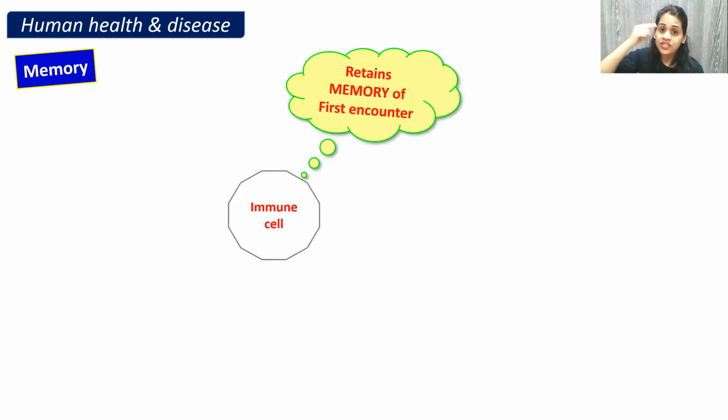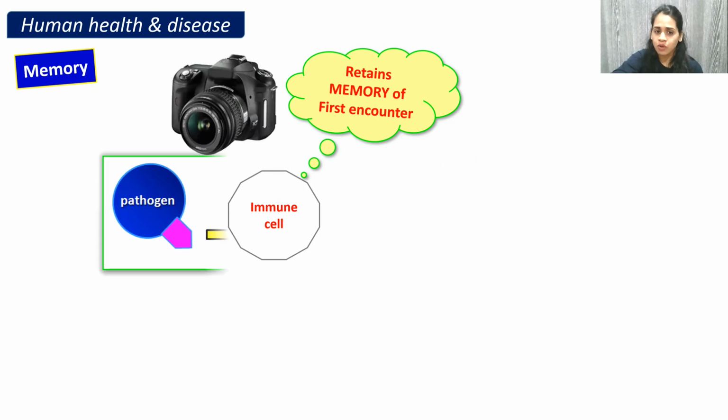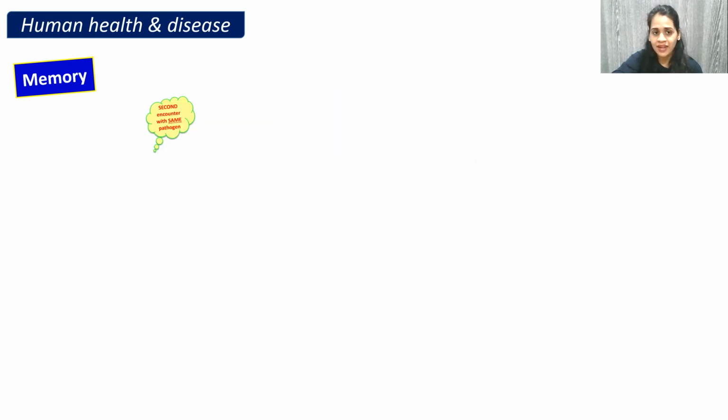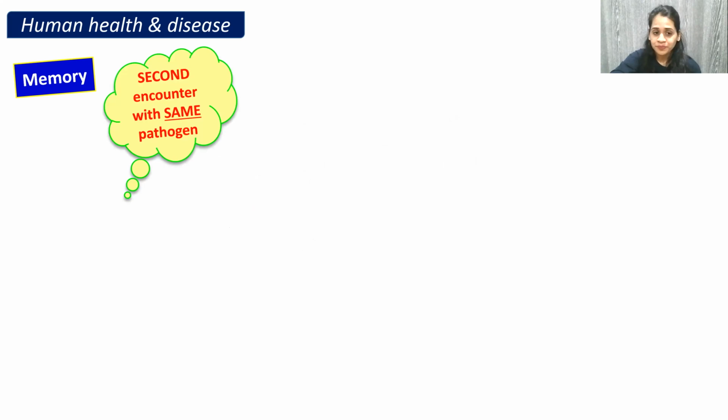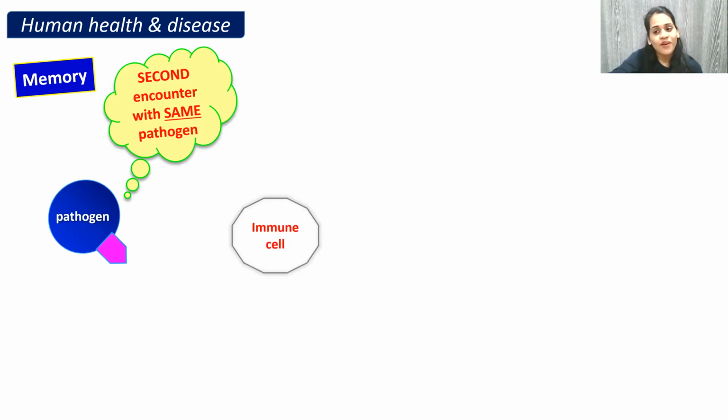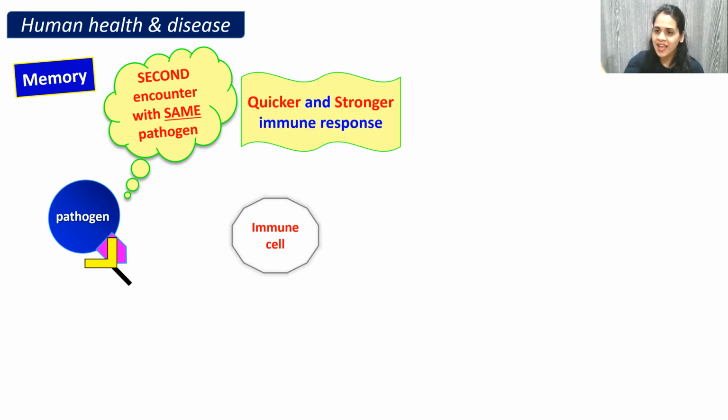But it tries to retain that memory that this pathogen came earlier, so whenever this pathogen comes in future, I have to be quick and produce good antibodies. I have to produce the antibodies quickly so that the pathogen doesn't harm me. That is why it retains the memory of that pathogen from the first encounter. And when the pathogen comes for the second time, the immune cell already has a memory. Yes or no? It is already present there. So the immune cell quickly produces antibodies and the antigen is killed.